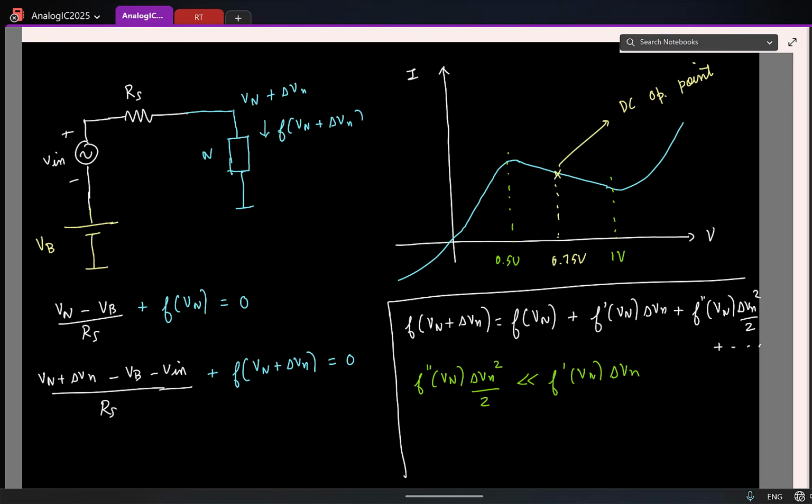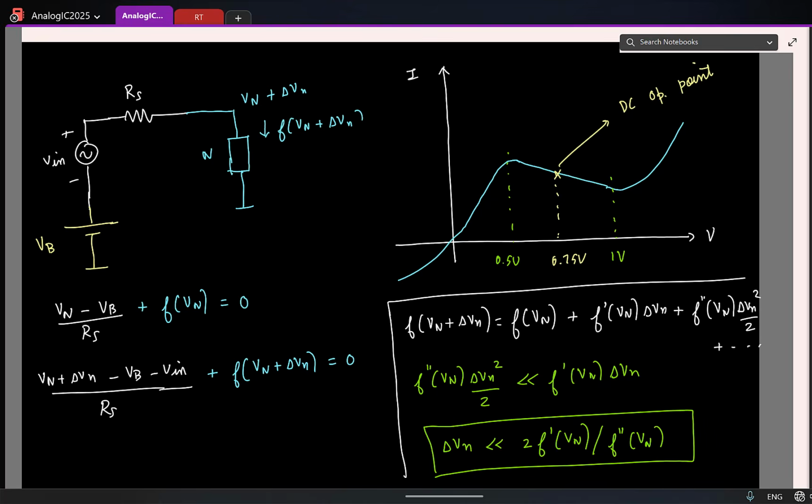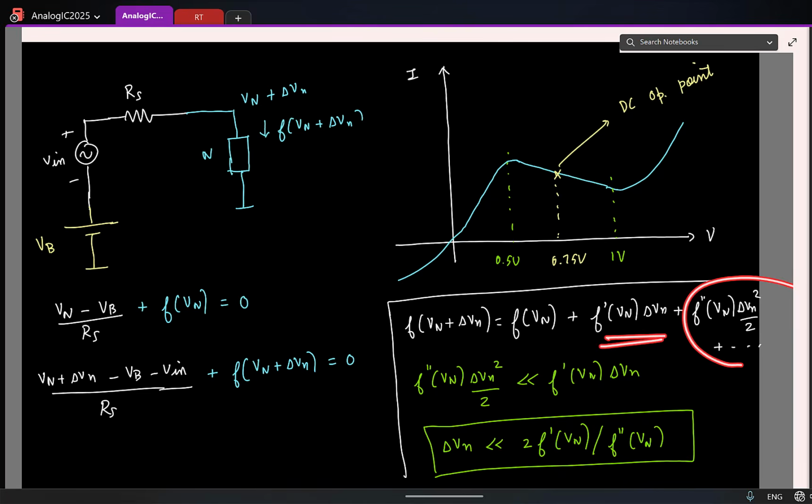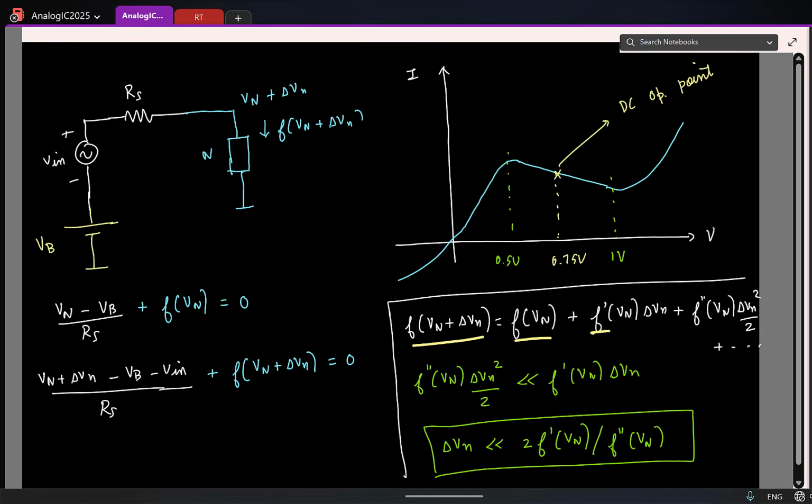If I have 0.1, if I square it, it's 0.01, it is even smaller. So what is the inequality? I get delta Vn to be much smaller than 2 times f dash of Vn by f double dash of Vn. As long as my delta Vn is satisfying this condition, I know that the first term will be much greater than all the other terms. So this expression can be approximated as only the sum of the first two terms. Is it clear?